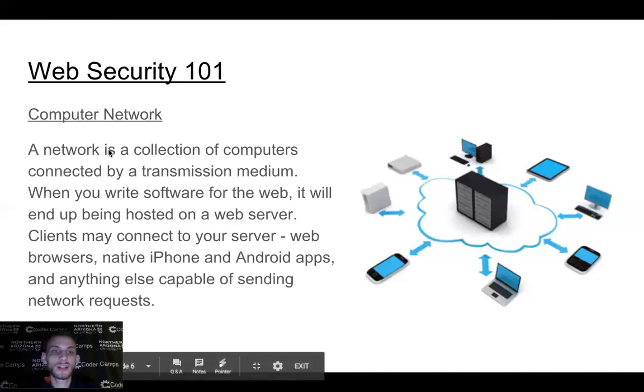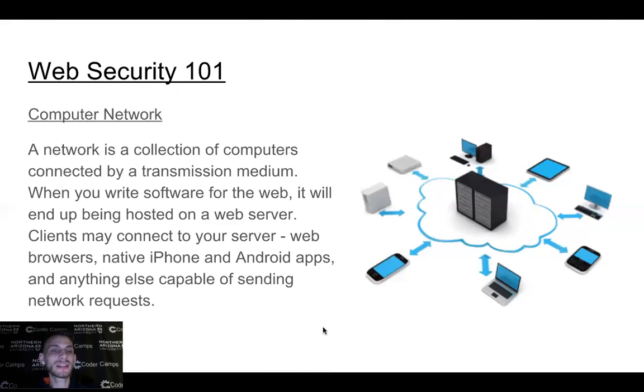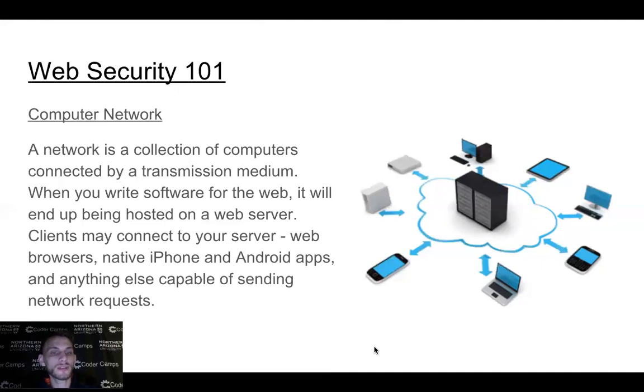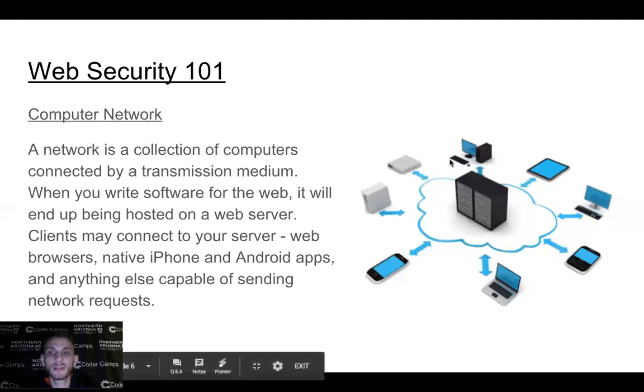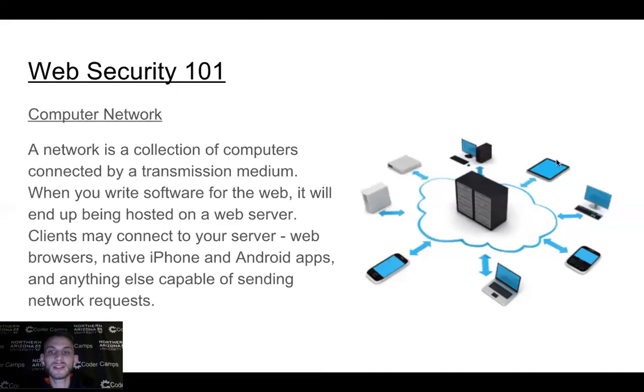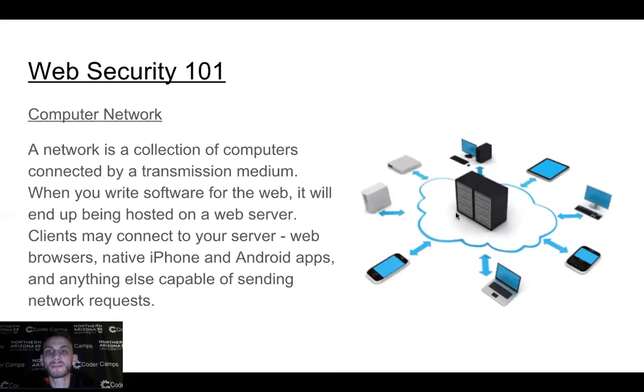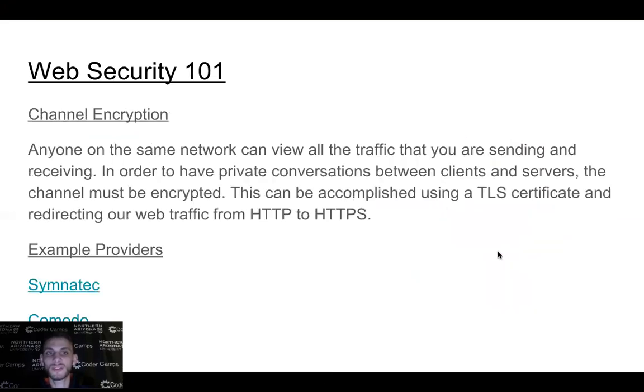Let's start off by talking about what is a computer network. A network is a collection of computers connected by a transmission medium. When you write software for the web, it'll end up being hosted on a web server. Clients may connect to your server: web browsers, native iPhone and Android apps, and anything else capable of sending network requests. While this is an amazing thing, it connects the world around us, it also creates backdoors and vulnerable situations. So let's go ahead and talk about some of the things we can do to prevent against those.